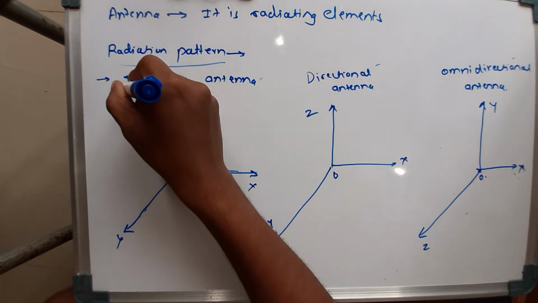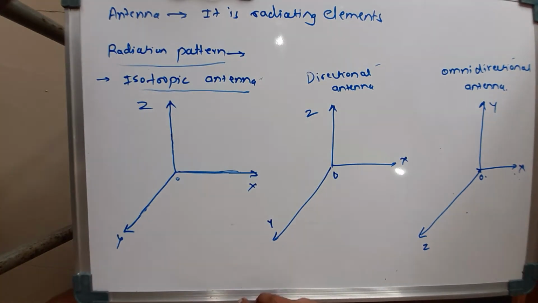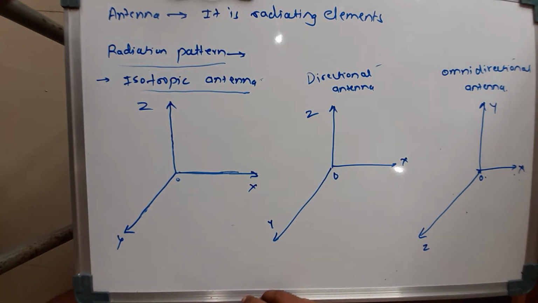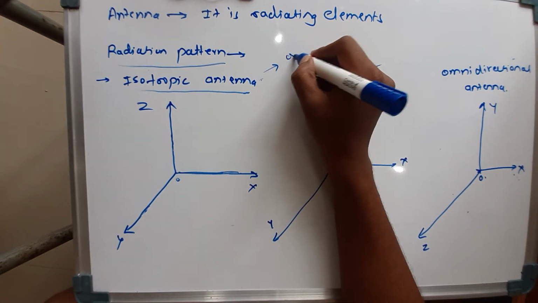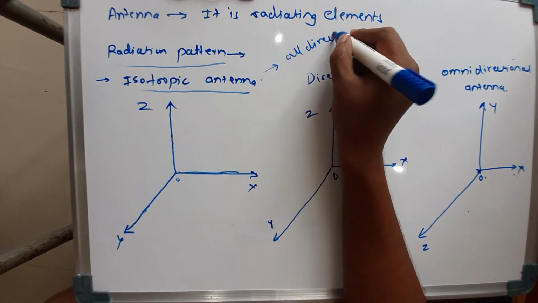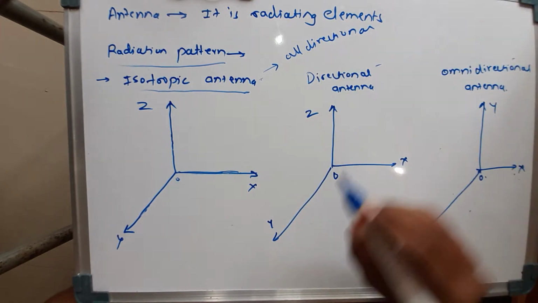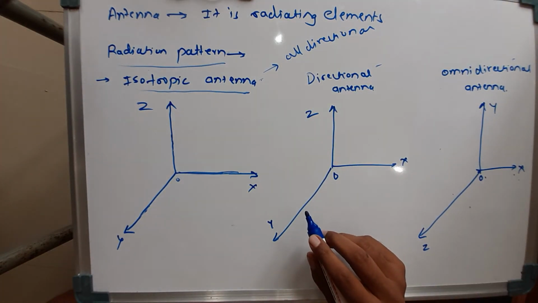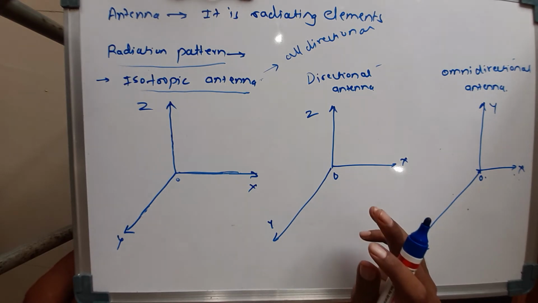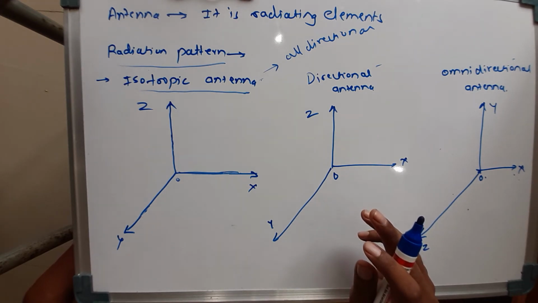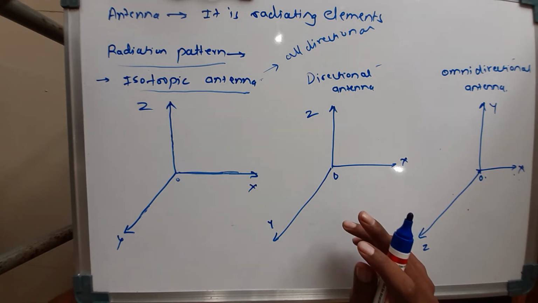So first one we will see what is the isotropic antenna. So isotropic antenna, basically it will emit the electromagnetic energy in all directions. We will also call isotropic antenna as ideal antenna, or we will also use isotropic antenna as a test antenna, because of radiation of all the signals in all directions.